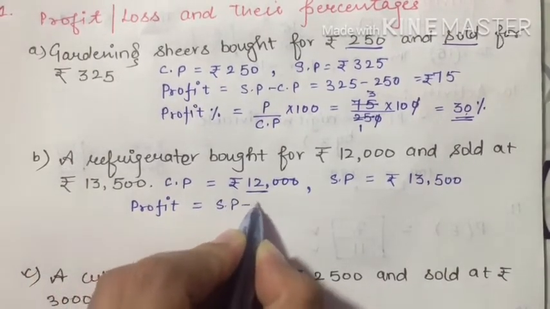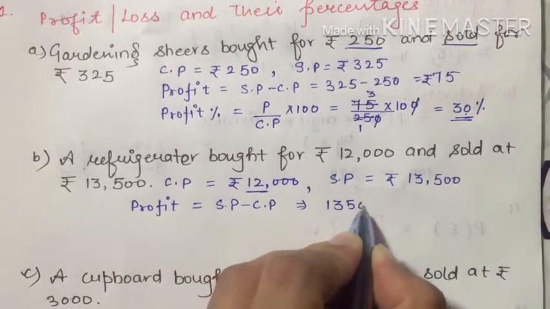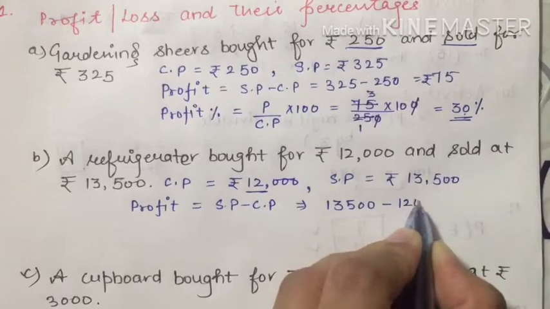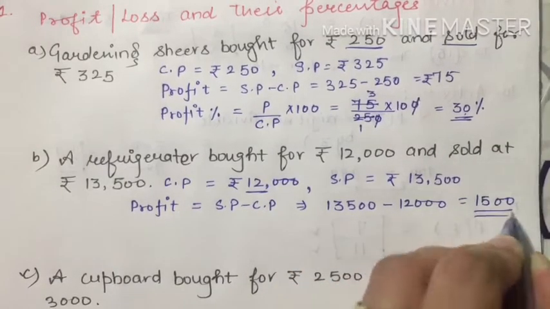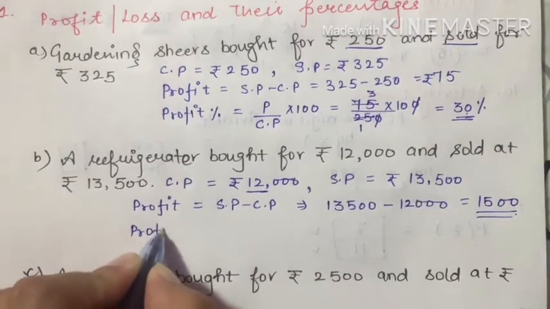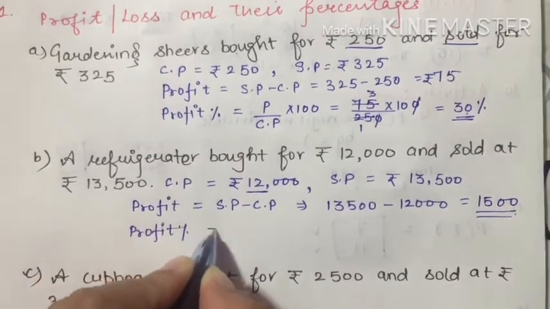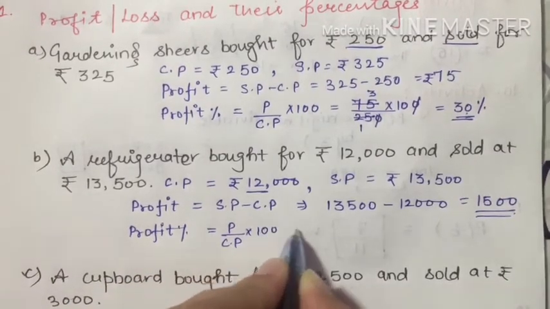The formula is SP minus CP. What is my SP? 13,500. What is my CP? 12,000. Subtracting, I get 1,500. This is my profit. But the question doesn't end here. I have to find the profit percentage. The formula is profit divided by CP multiplied by 100.